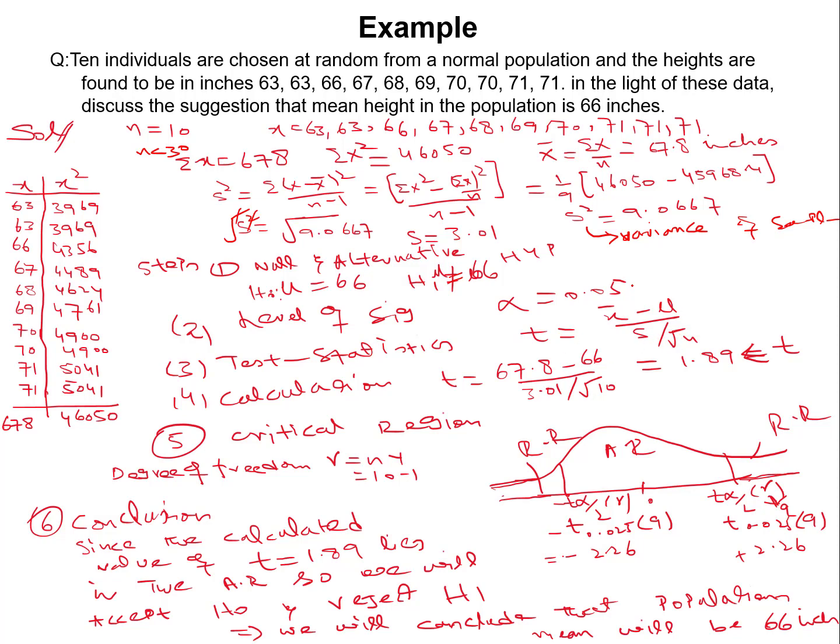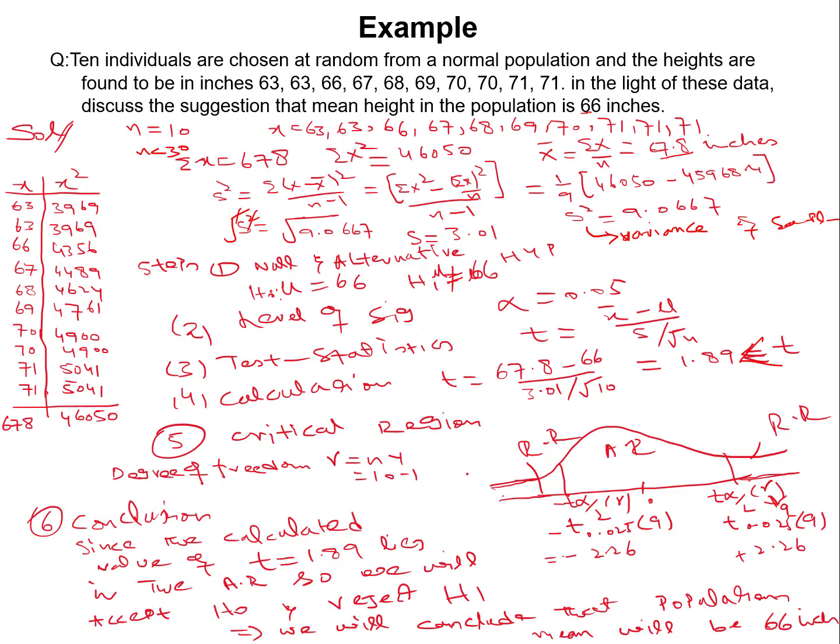of n. So x bar I have already calculated, 67.8, minus the mean, because this is already mentioned, the population mean is 66, so minus 66, and s we have recently calculated, s is 3.01, divided by square root of n, so n is 10, and this is the calculated value of t. So this is basically the t value, okay, 1.89.